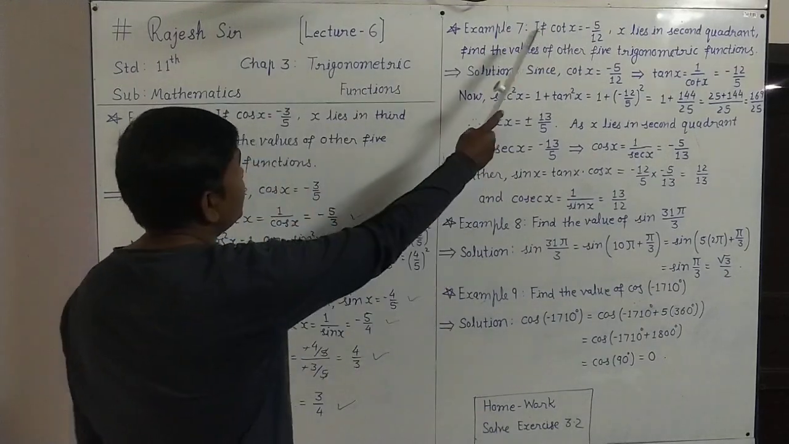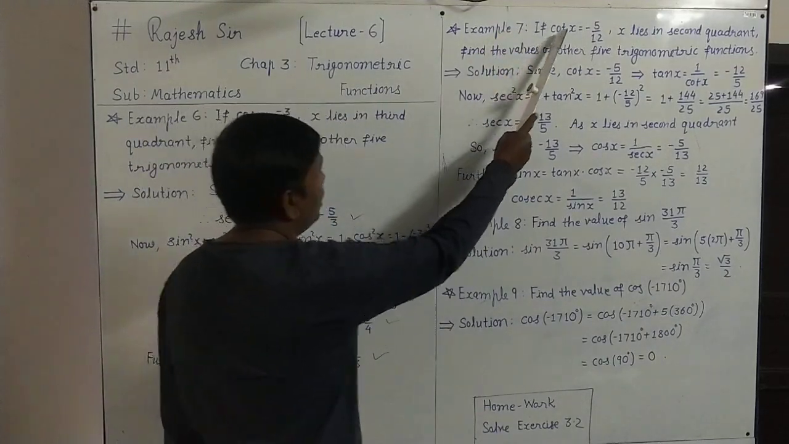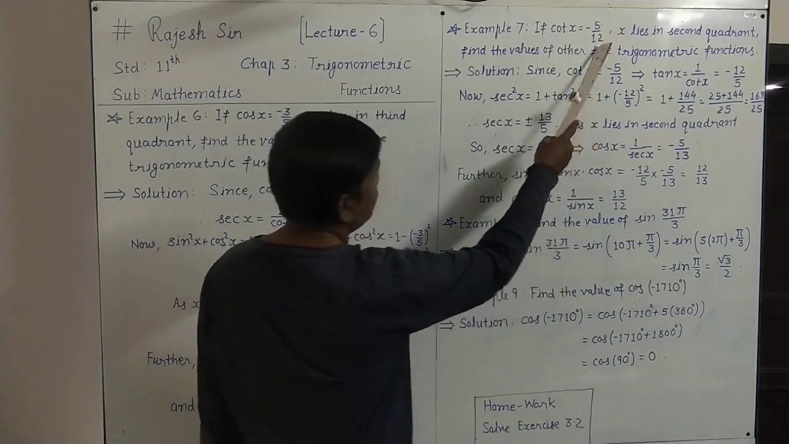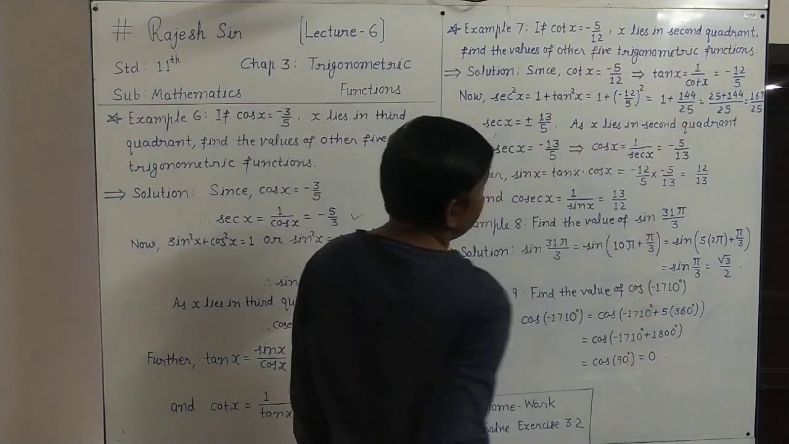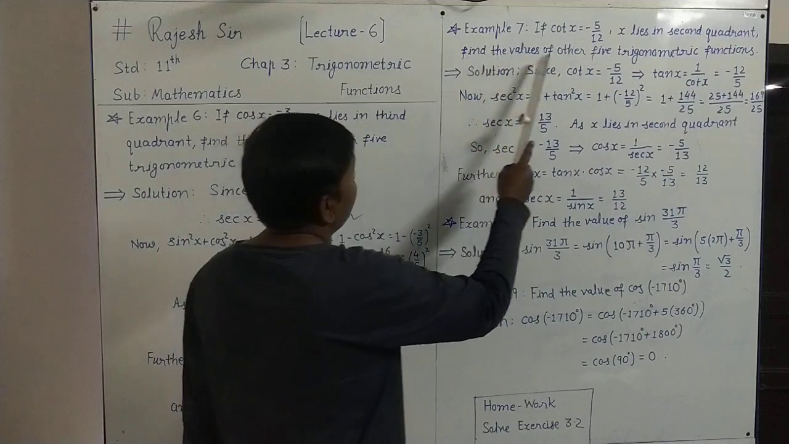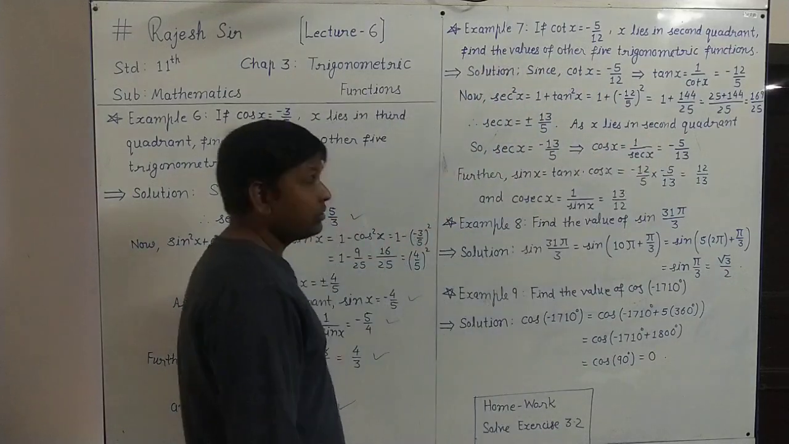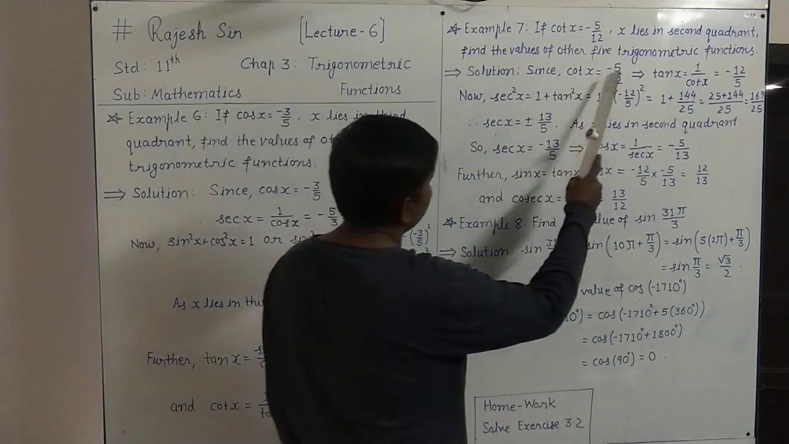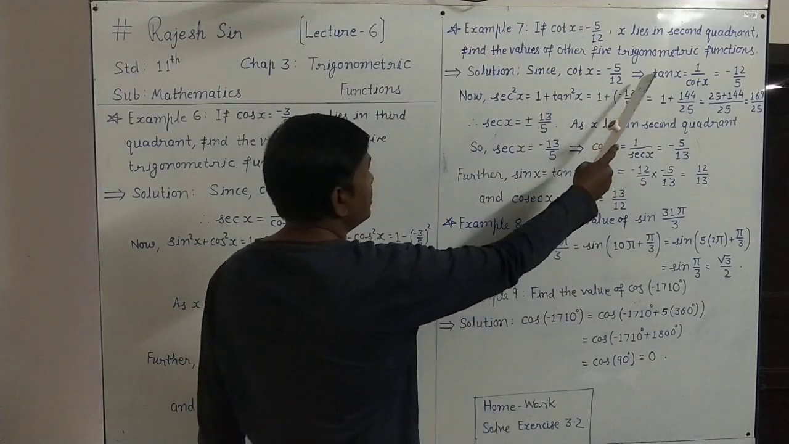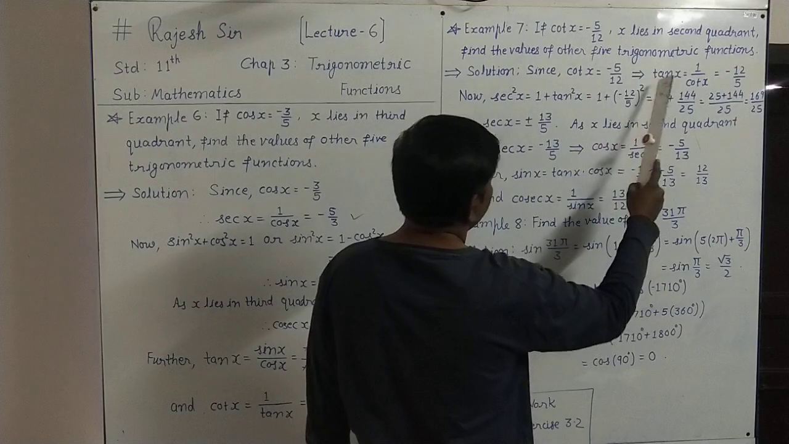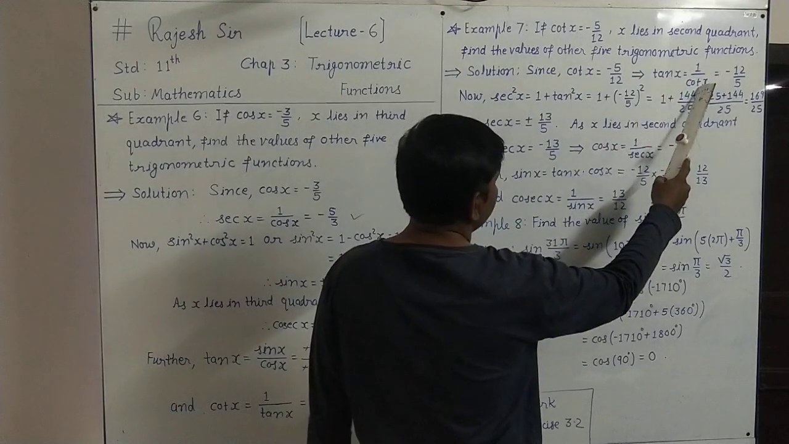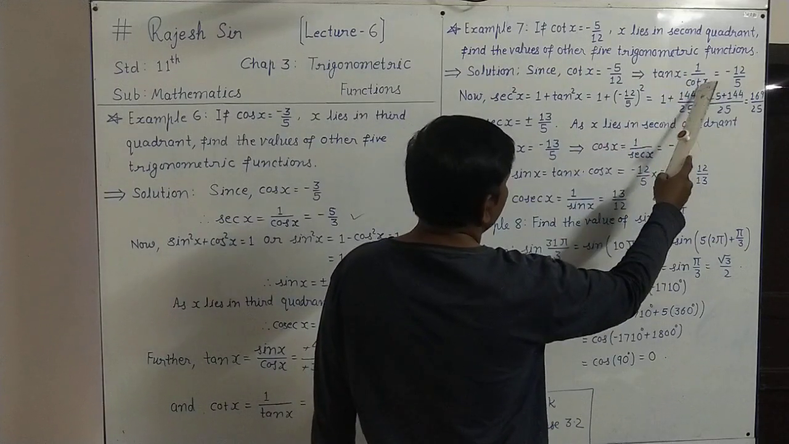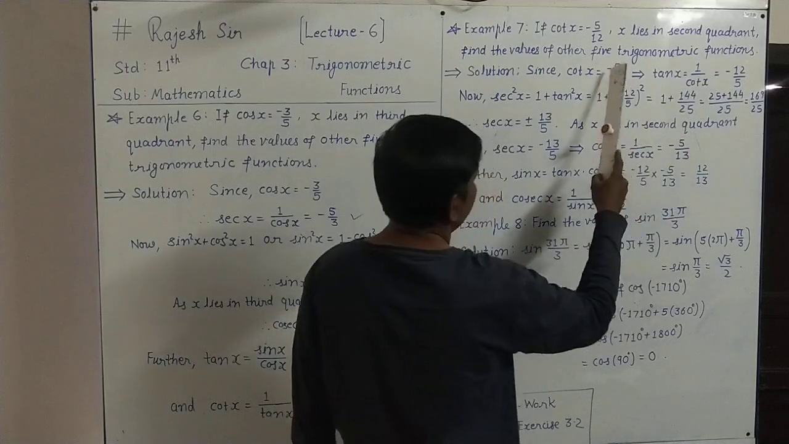If any one function is given, the other 5 we can find. Here is one more example like that. Example 7, if cot x equals minus 5 by 12, and x lies in the second quadrant this time, find the values of the other 5 trigonometric functions. So here also we will go the same way. In the solution, since cot x equals minus 5 by 12 is given, as we know the relation tan x equals 1 upon cot x. So to get tan x, we have to take the inverse of cot x. Cot x is minus 5 by 12.